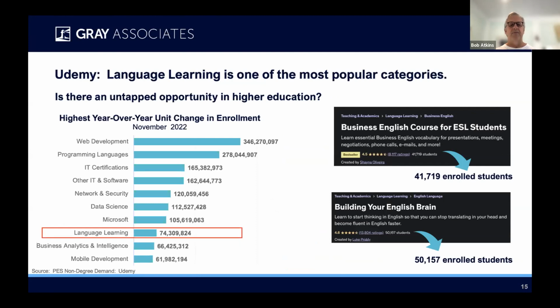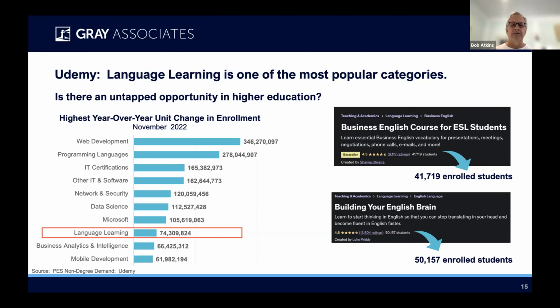Udemy is quite a different platform. And here we're going to see tech almost exclusively. But there are a few outliers. And one of the things I found interesting was this language learning. Again, remembering that a great deal of that's going to be people learning English as a second language. But inside that, when we've looked at it, there's Chinese and Korean and other languages that are quite important.